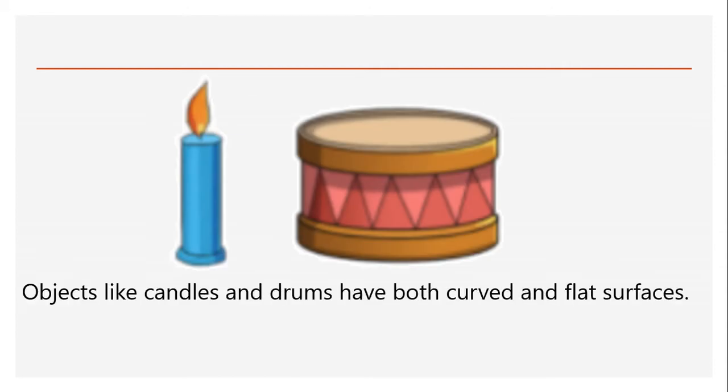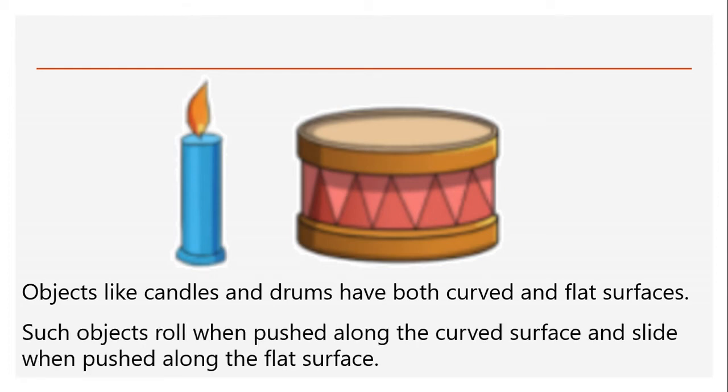Objects like candles and drums have both curved and flat surfaces. Look at the candle. The bottom surface of the candle is a flat surface and the other part, somewhere here, has a curved surface. Similarly, in case of a drum, the bottom and the top surfaces are flat and the middle part of the drum is a curved surface. Such objects roll when pushed along the curved surface and slide when pushed along the flat surface.